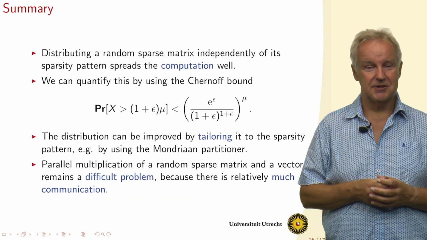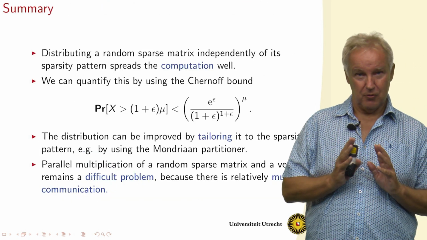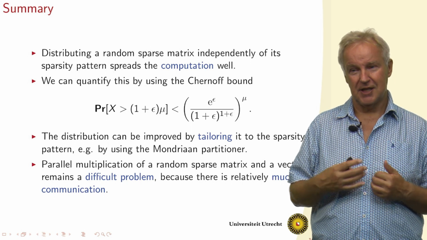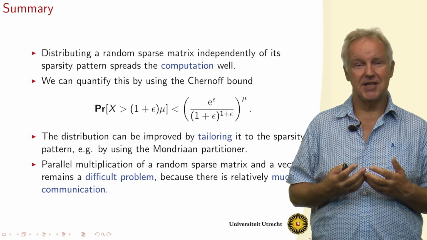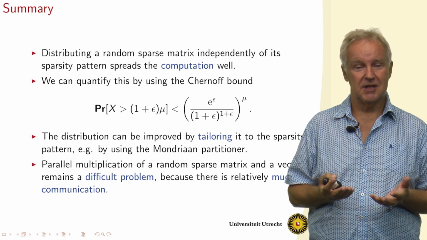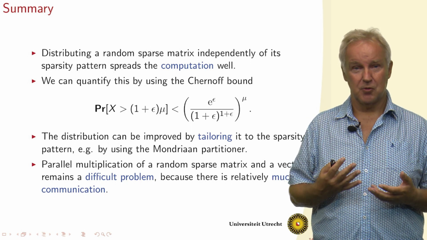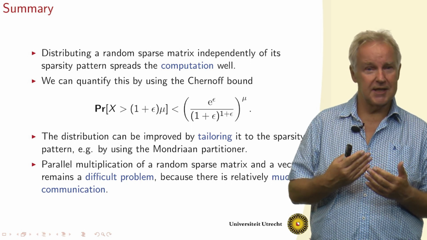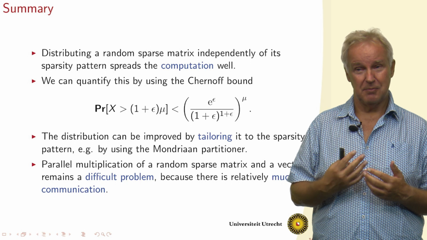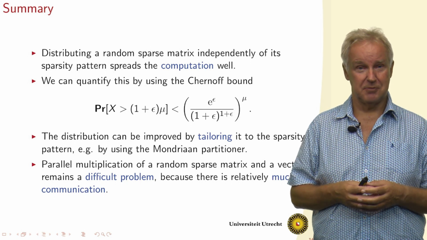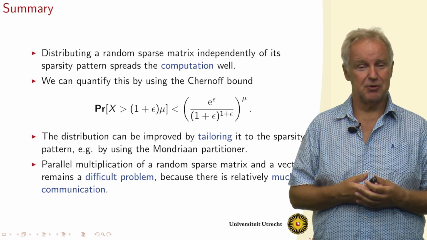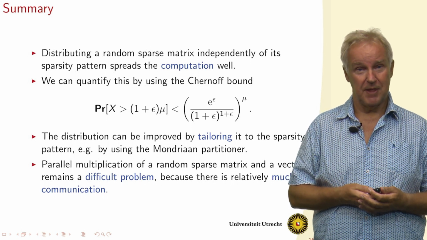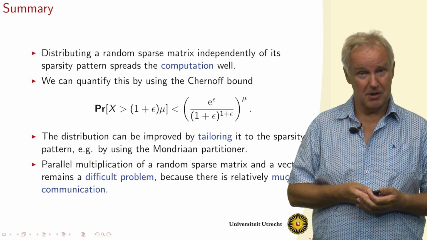To summarize, if you distribute random matrices, in general you get a good load balance. You can quantify this by using the Chernoff bound. You can improve it a little bit by using a tailored distribution, for example using the Mondriaan partitioner, but it remains a hard problem with relatively much communication.